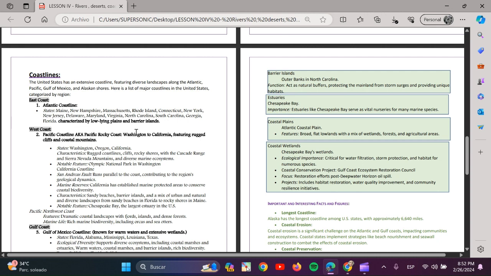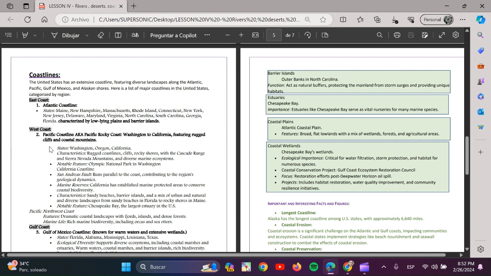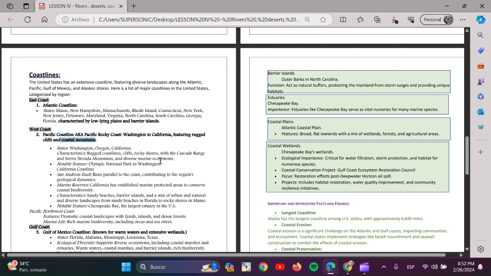Then we have the West Coast. In the West Coast, we can find the Pacific coastline, aka Pacific Rocky Coast. Here it goes from Washington to California, featuring rock cliffs and coastal mountains. If you want to remember about mountains, please go to the video of lesson 3. We were talking about the Appalachian, Rocky Mountains, and Sierra Nevada.